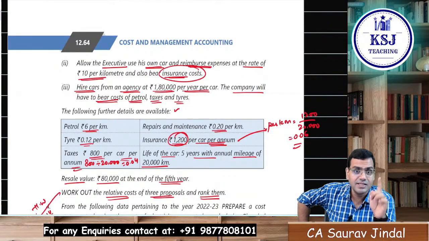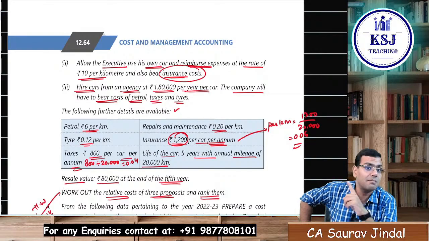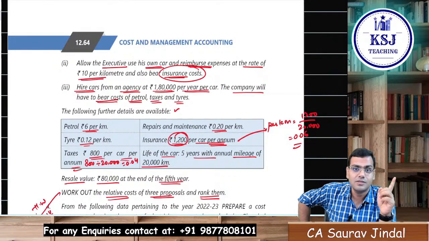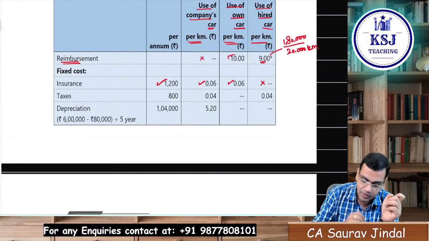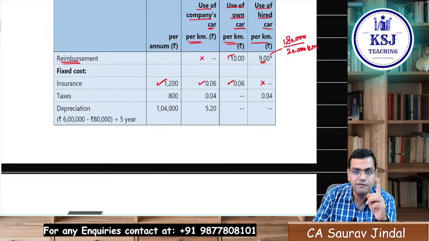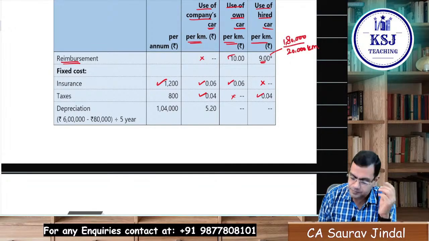In the second case, if it is the executive car, the company will not bear the taxes, right? In the third case, it is clearly mentioned that the company will bear the taxes. So taxes 0.04 in the first case, and in the third case, nothing in the second case.